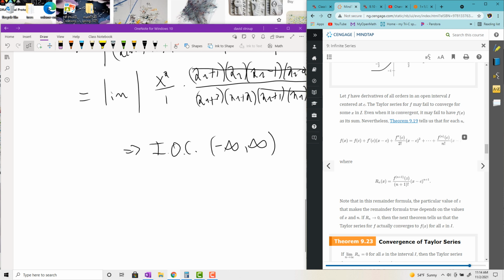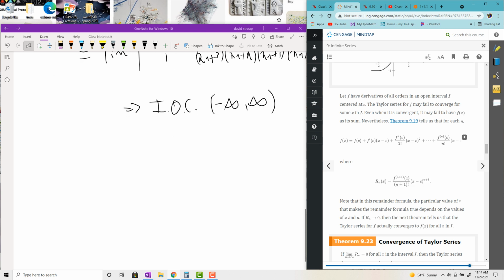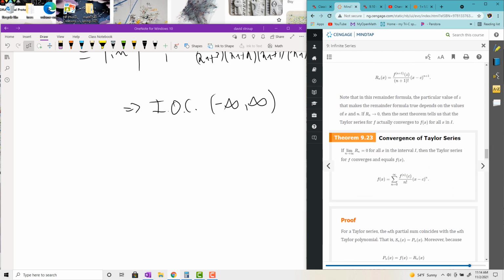So then you come to this issue: when will it work? When will this thing actually equal the function that you're representing? And that's theorem 9.23, and it'll go back to that remainder formula that we saw earlier when we were working with the polynomials and doing approximations.